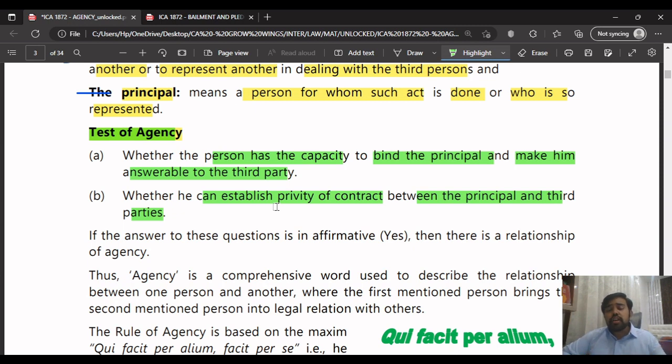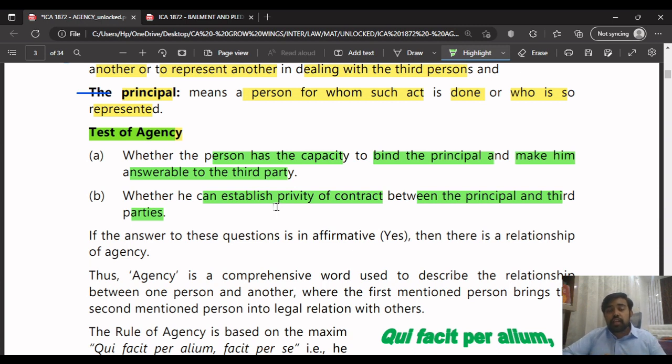Privity of contract means there is a particular agreement between you and the principal, and no third party or stranger can come into the contract. You can sue each other, you can file a case or petition against each other, but a third person cannot file a case against you or the principal on behalf of you or the principal. A third party can't enter the contract. So that is what privity of contract is.